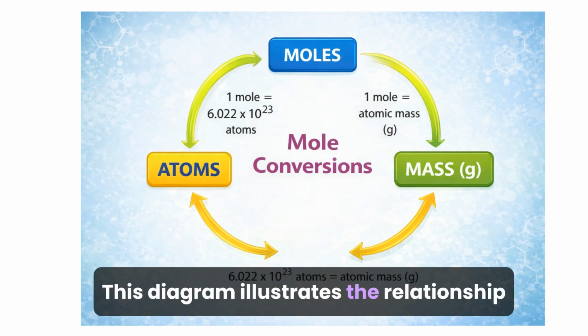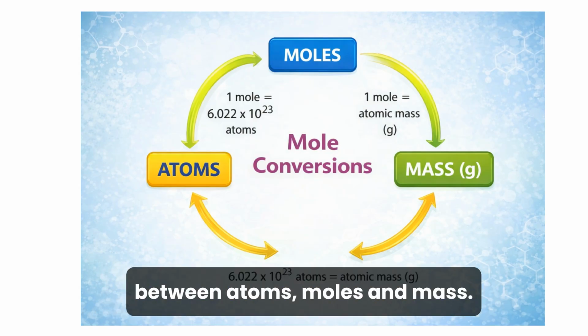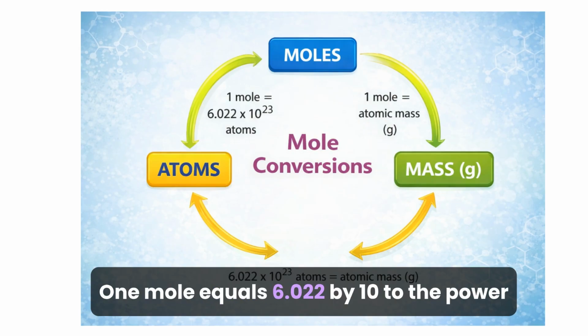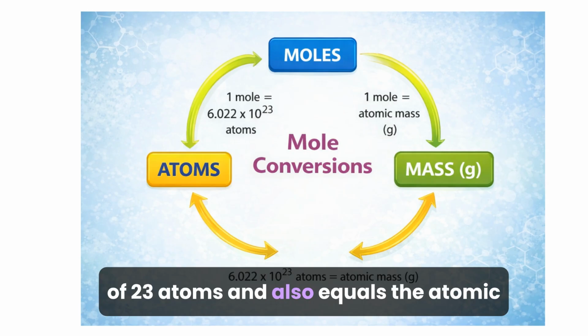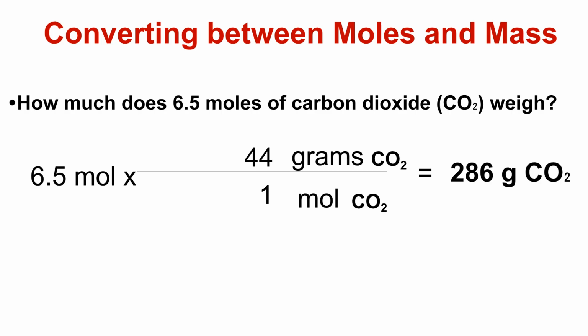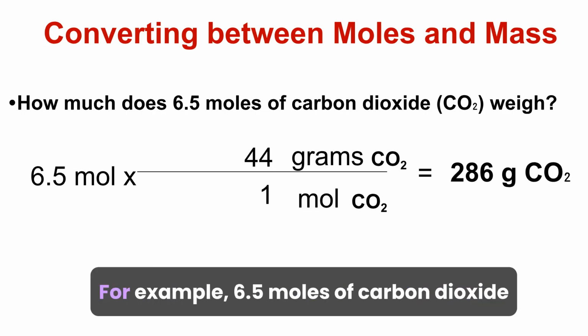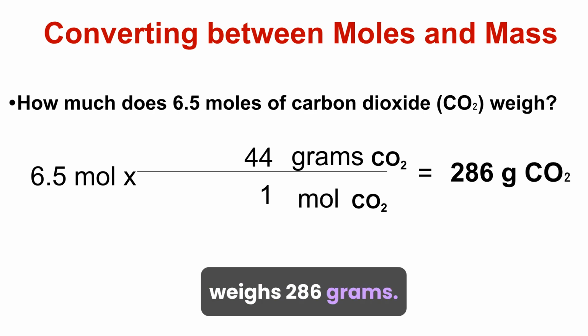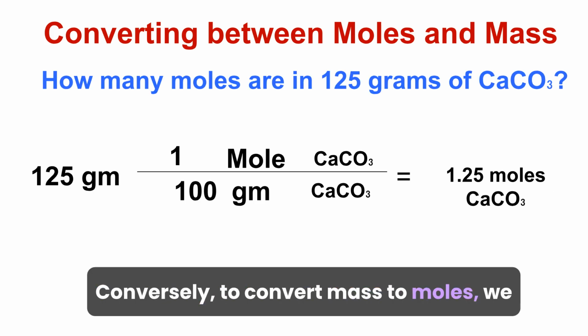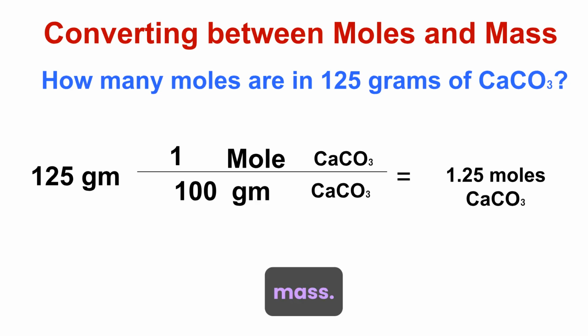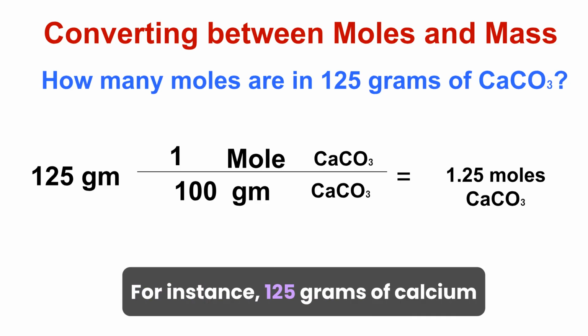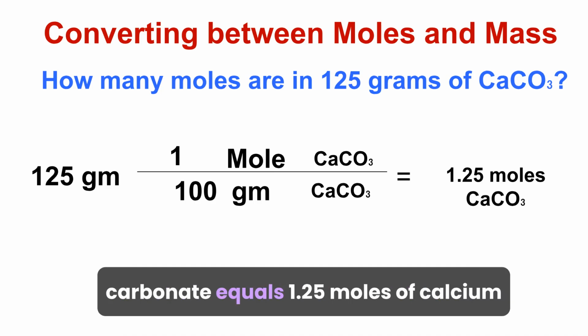This diagram illustrates the relationship between atoms, moles, and mass. 1 mole equals 6.022 by 10 to the power of 23 atoms, and also equals the atomic mass in grams. To convert moles to mass, we use molar mass as the conversion factor. For example, 6.5 moles of carbon dioxide weighs 286 grams. Conversely, to convert mass to moles, we divide the given mass by the molar mass. For instance, 125 grams of calcium carbonate equals 1.25 moles of calcium carbonate.